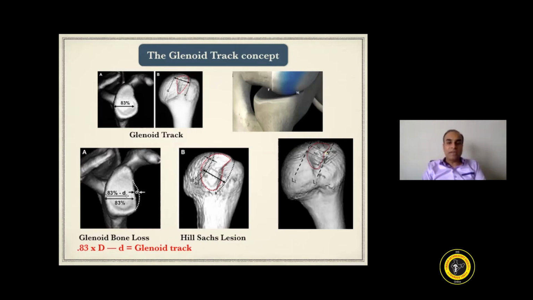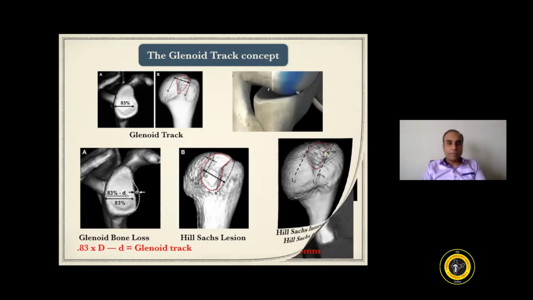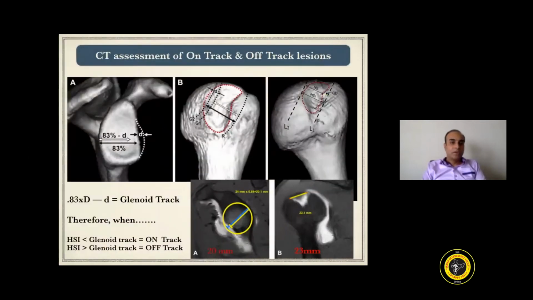So that is the concept which we are going to talk about, and it will be more detailed in the next slide. So this is how it works. You make a best fit circle on the glenoid and you take 83% of that figure. Typically, best fit circles in our population are in the range of 22, 23, 24 mm or so. You take 83% of that figure, whatever the best fit circle says on the CT scan, and then you subtract the small d, which is the amount of anterior bone loss. This is your glenoid track.